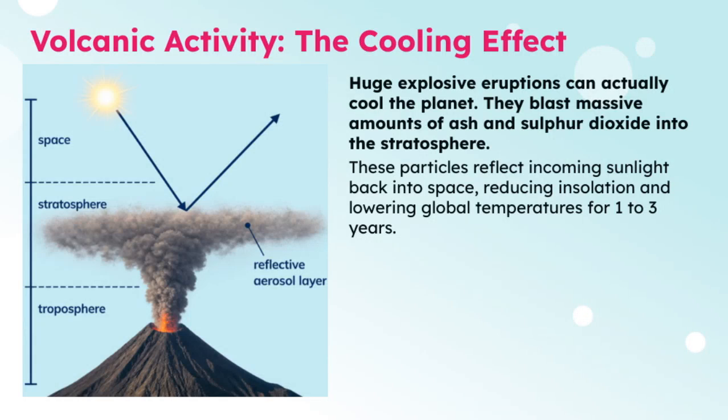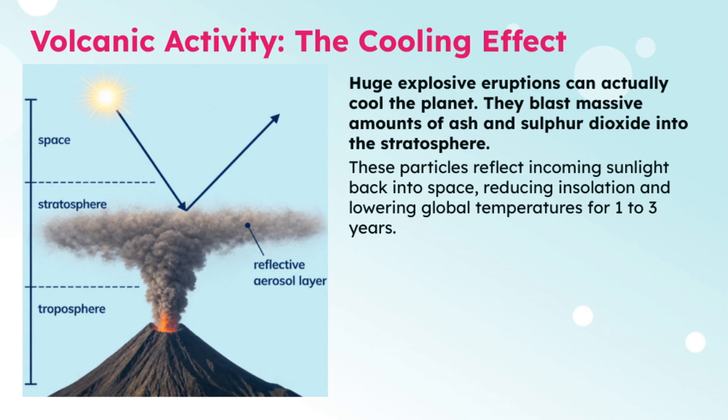Volcanoes can affect the climate, but often in a cooling direction. Huge explosive eruptions can blast ash and sulfur dioxide high into the atmosphere, especially into the stratosphere. Sulfur dioxide can form tiny aerosol particles. These particles reflect some incoming sunlight back into space. This reduces insolation, which means less solar radiation reaches Earth's surface. As a result, global temperatures can temporarily fall. This cooling usually lasts around 1 to 3 years, depending on the size and type of eruption.